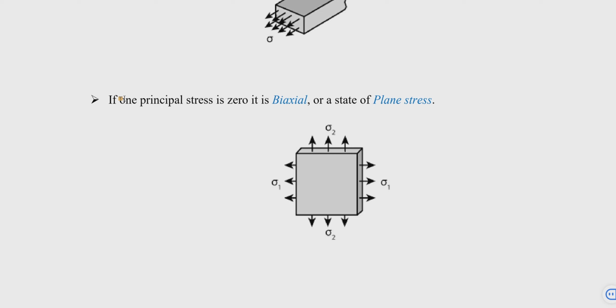For biaxial stress state, one principal stress is 0 and there should be a value of two stress states, sigma 1 and sigma 2. So this is called biaxial stress state or plane stress condition.